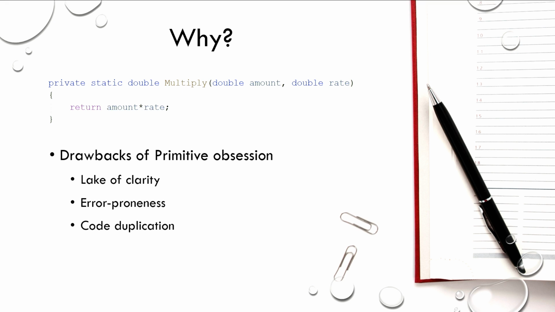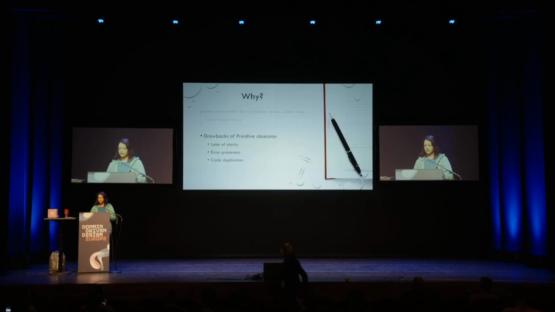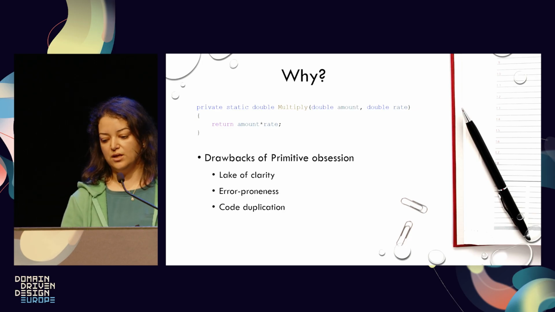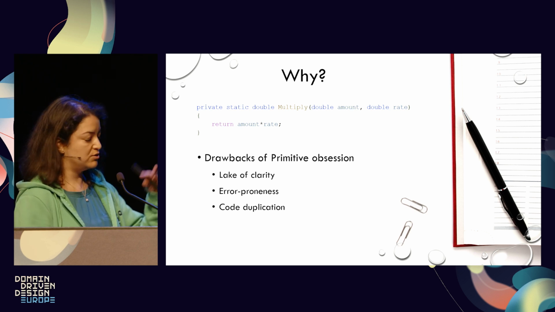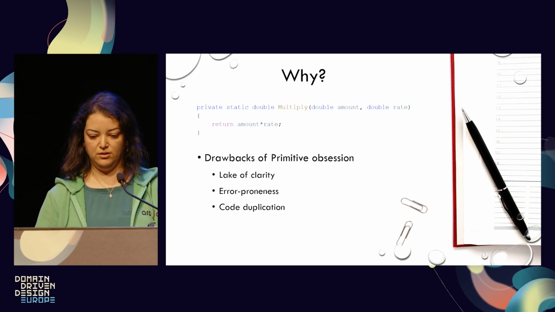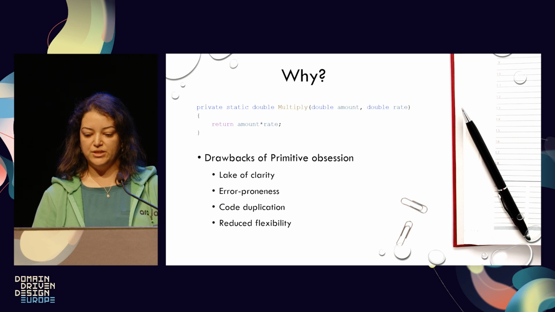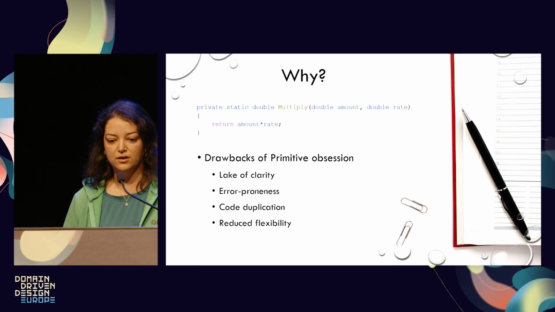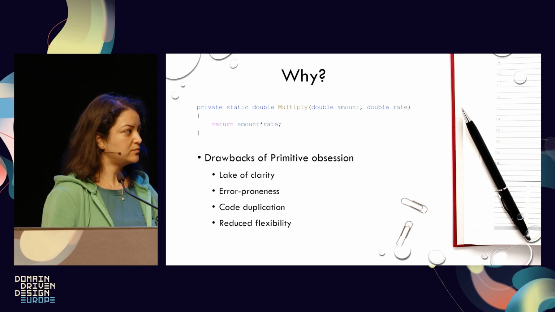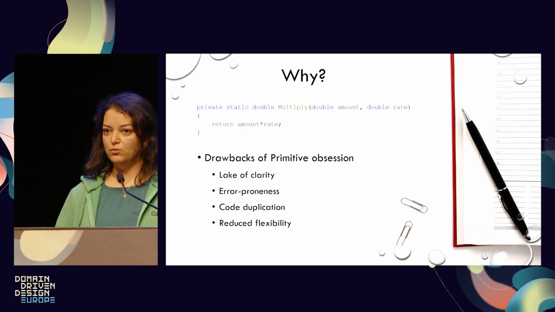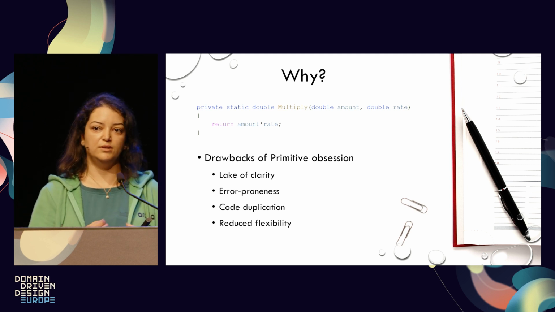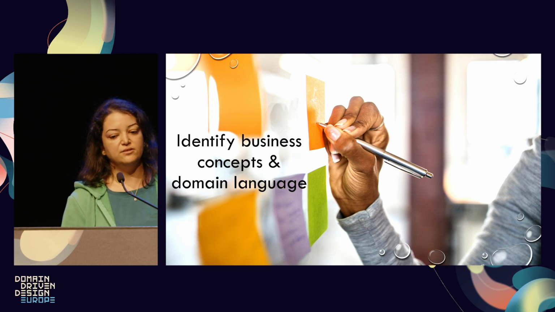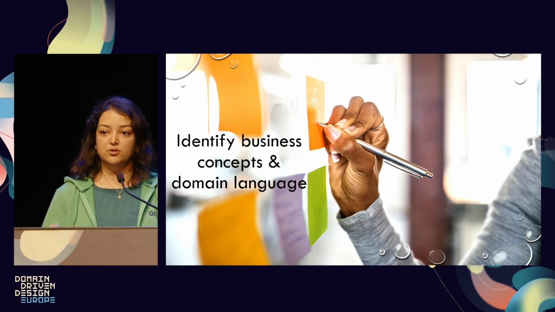Repeatable logic can also be scattered through the application and lead to code duplication through the legacy code. And operating on primitives for complex types can hinder the ability to extend functionality. So that's why we need to respect this rule. The main goal is identifying business concepts and domain language. Okay.